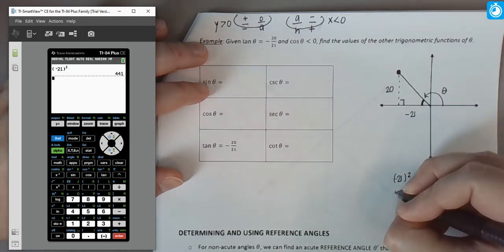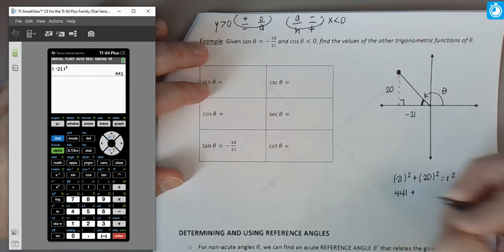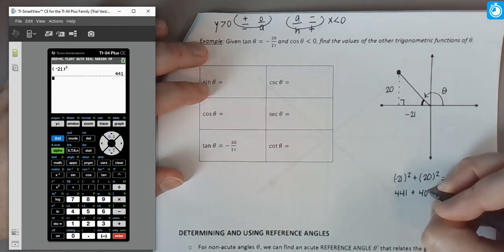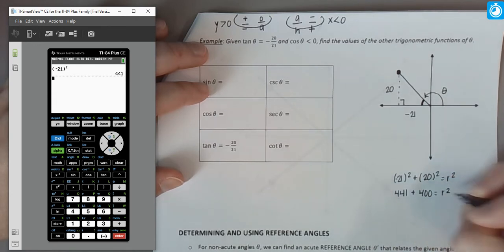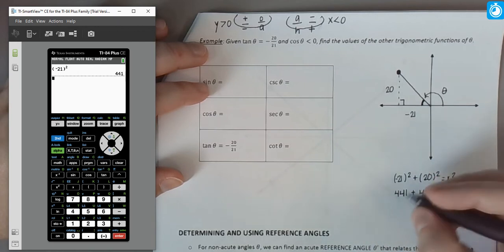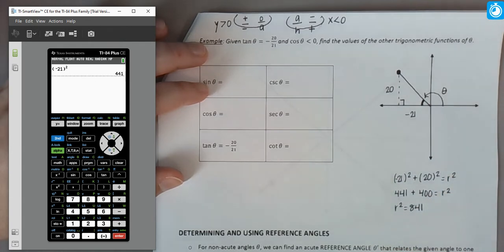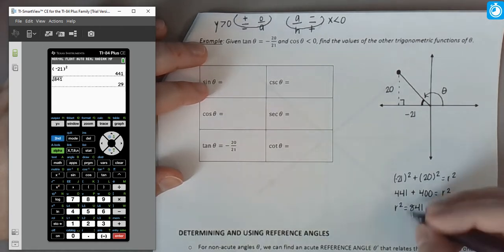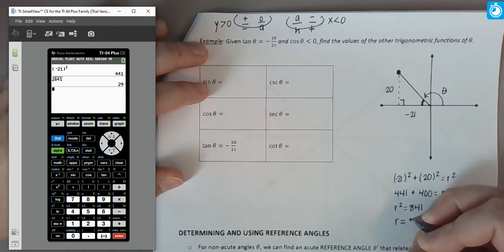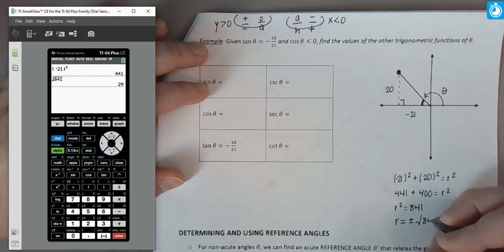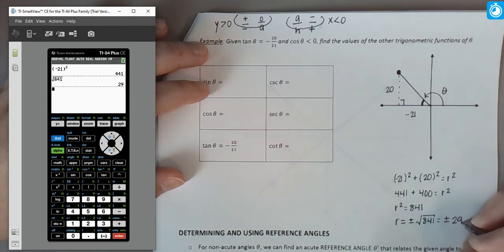That's going to give us 441, plus 20 squared, which I know is 400. That's going to be equal to r squared. Add these two together, which tells us that r squared is going to be equal to 841. And if I'm not mistaken, surprisingly enough, that is actually a perfect square, and sure enough, it is. So that means r is going to be the positive or negative square root of 841, which is equal to positive or negative 29. So believe it or not, we actually had pretty good numbers here.